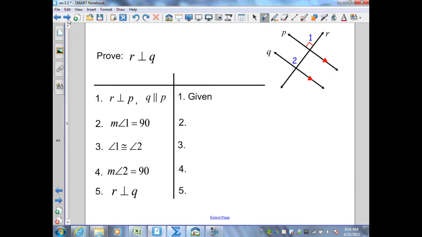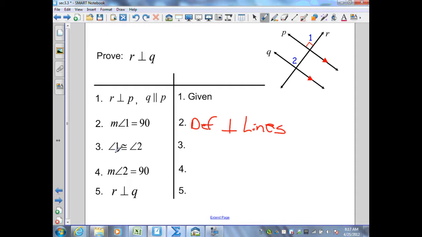We can verify that in a proof. Here I'm given that R is perpendicular to P and Q is parallel to P. And that's our given information. We want to prove R is perpendicular to Q. I'm given that the measure of angle 1 is 90 degrees. I know 1 is the angle intersection by R and P. That is the definition of perpendicular lines. Perpendicular lines intersect to form right angles.